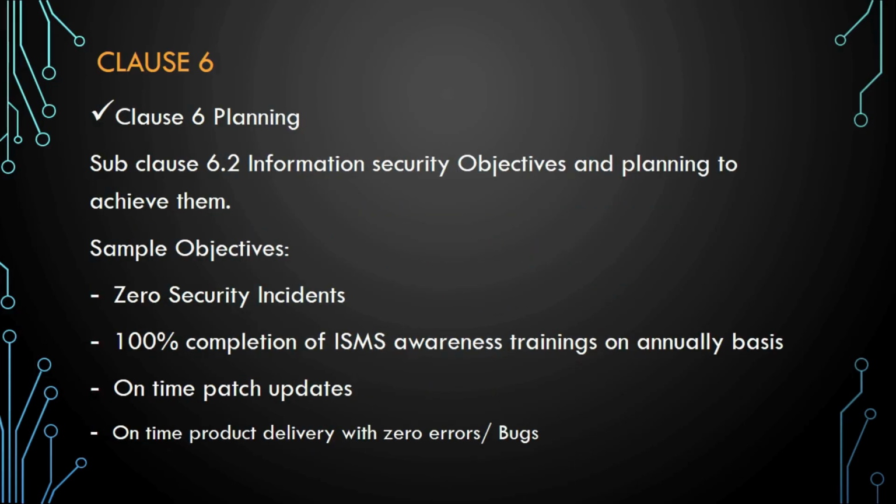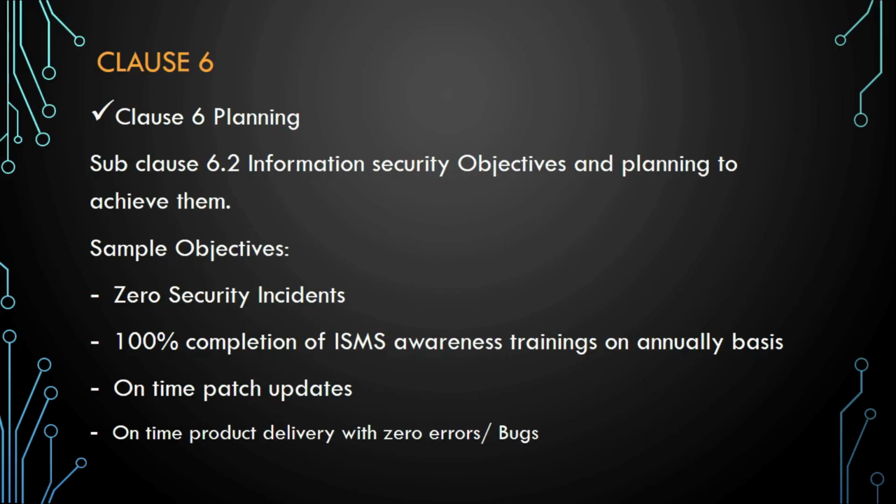As of now we discussed clause 6.1. Now we are going to discuss subclause 6.2. Subclause 6.2 talks about information security objectives and planning to achieve them. While defining your ISMS framework in your organization, we need to have this 6.2 clause requirement as well. It's more into your security objectives and how you are going to achieve them.